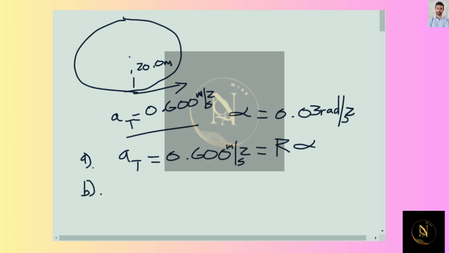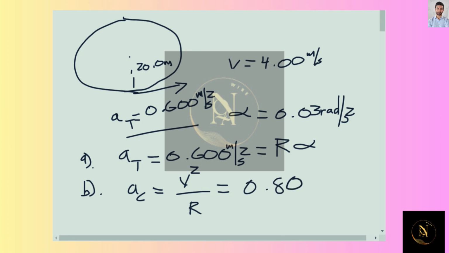And at this certain point in time, we're given that the velocity is essentially 4 meters per second. So the centripetal acceleration is known to be v squared divided by the radius. And as a result, we can find that this is equivalent to 0.80 meters per second squared.